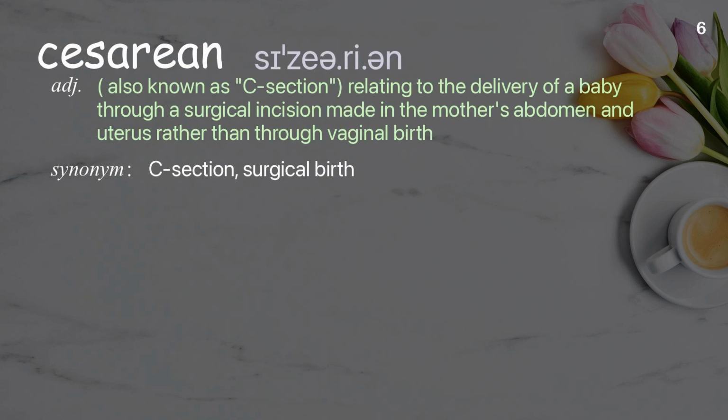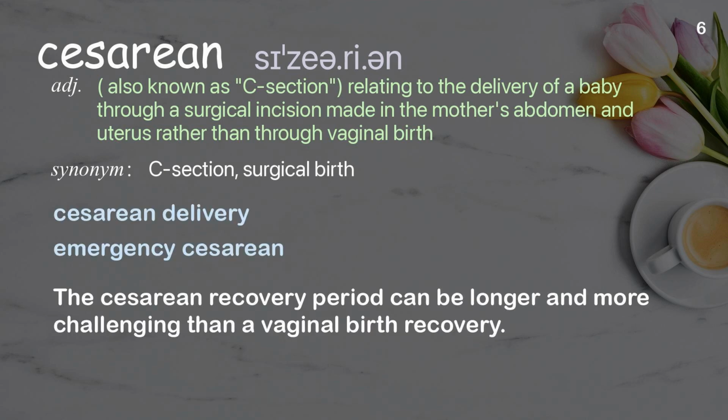Caesarean. Also known as C-section, relating to the delivery of a baby through a surgical incision made in the mother's abdomen and uterus rather than through vaginal birth. Examples: Caesarean delivery. Emergency caesarean. The caesarean recovery period can be longer and more challenging than a vaginal birth recovery.